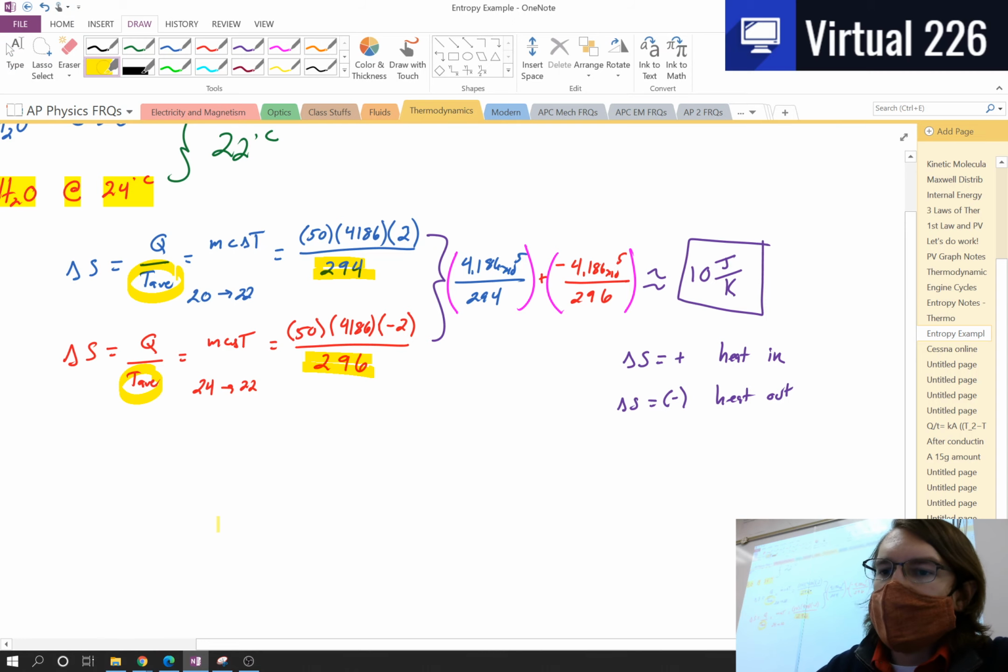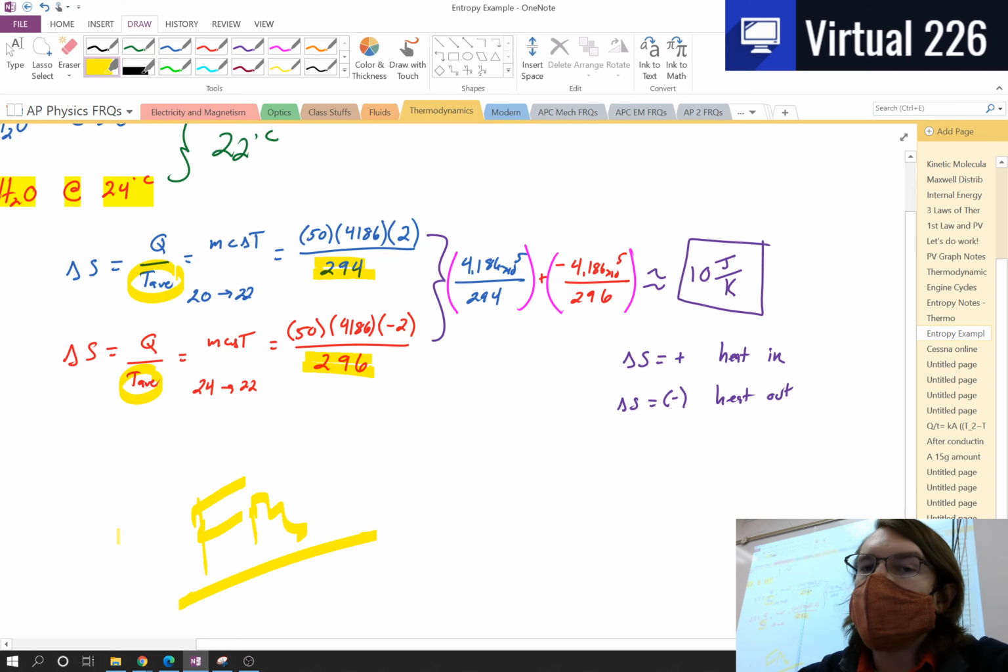But with that, this problem is finished. That's actually the last thing we're going to talk about for this class's unit on thermodynamics. That's not the end of thermo. There's so much more, but that's going to be what we end with in AP Physics 2.